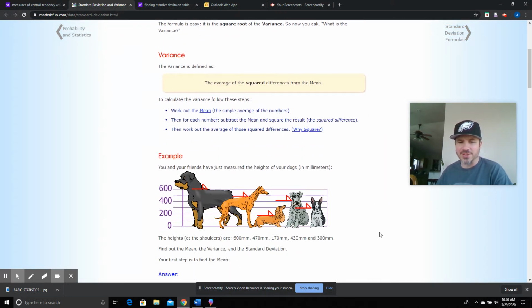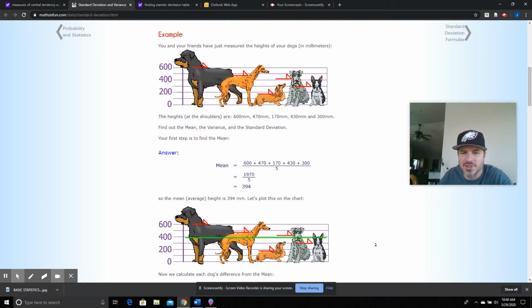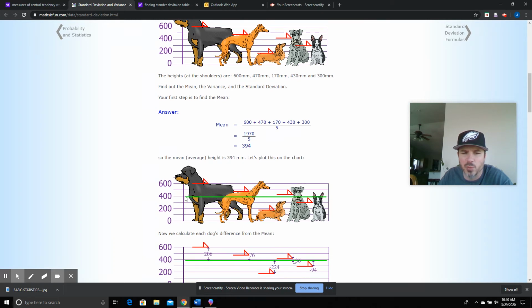So I got these dogs. I got 5 dogs here. They're all different heights. I can take these heights of these dogs down here, and I can add them up, and I can divide by 5 since there's 5 of them. This will give me my mean, and there's the work for that. So my mean is 394 millimeters. So this green line is my mean.